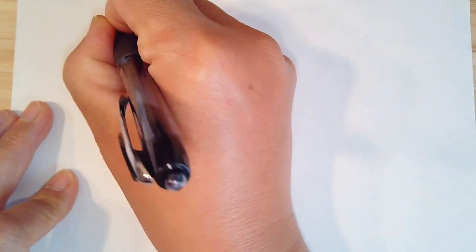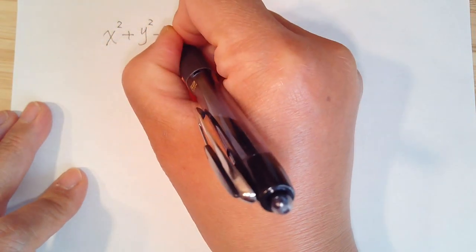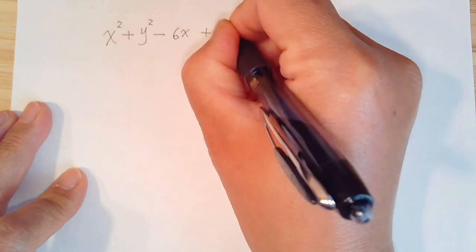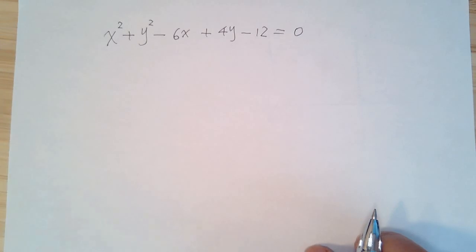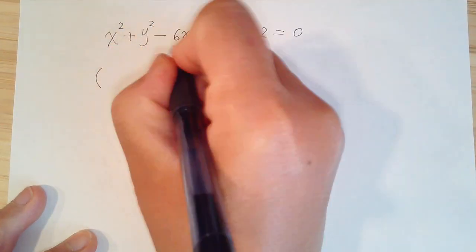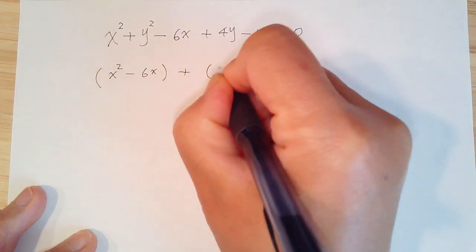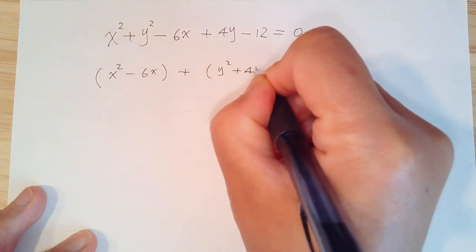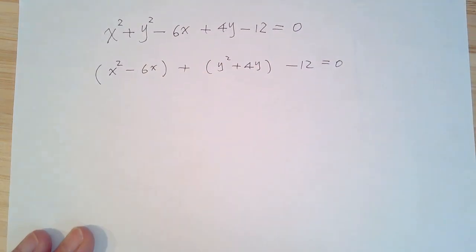If I give you an equation that looks like this: x squared plus y squared minus 6x plus 4y minus 12 equals 0. I tell you this is a circle. Can you find the center and the radius for me? Okay, you've got to complete the square, right? So you're going to combine the x squared minus 6x, and then combine y squared plus 4y, and then we can leave the number at the end. Okay, let's complete the square.